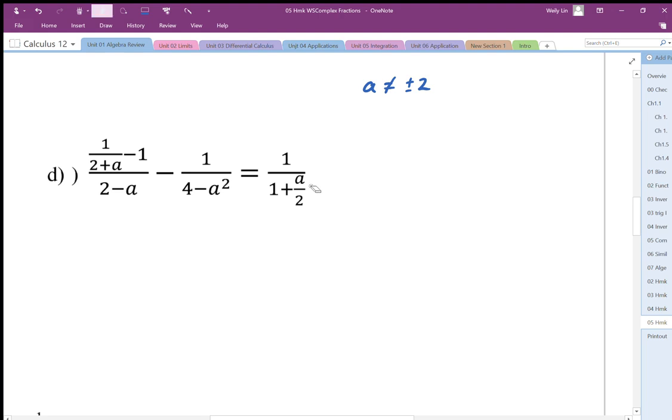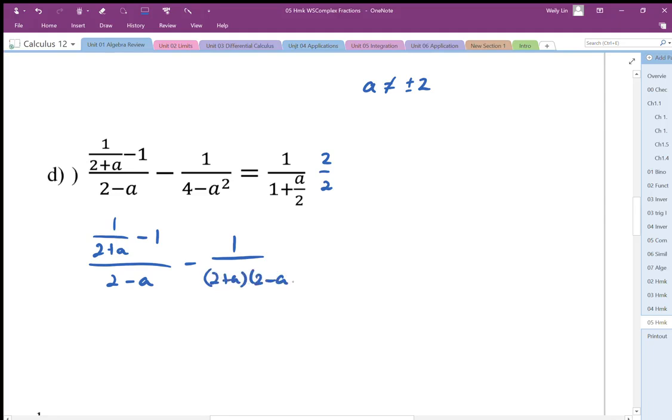Now I've got this fraction in here. I think what I'm going to do is multiply by 2 over 2 just to simplify this fraction here. And I can do that because I'm multiplying both top and bottom by 2. So I'm just going to end up with 1 over 2 plus a minus 1. I'm just going to rewrite everything on the left hand side. I'm going to factor that just so that I have the factors there. And here I'm going to end up with 2 on top.